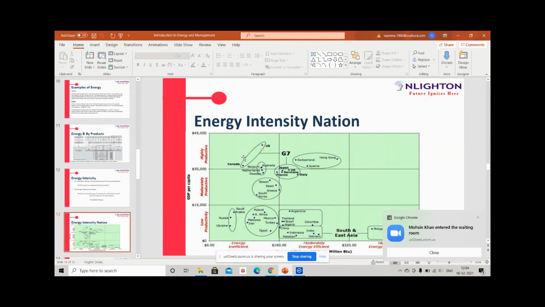But here I would like to take China into the G8 countries, because China is predominantly focusing on the energy management system and on energy intensity, and predominantly on reducing the energy losses by installing a number of solar panels.